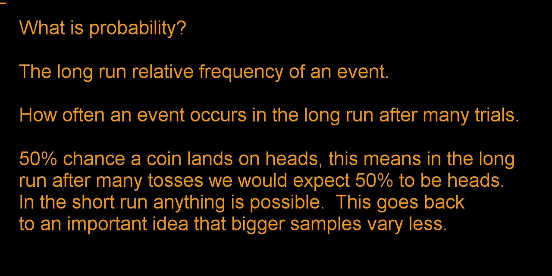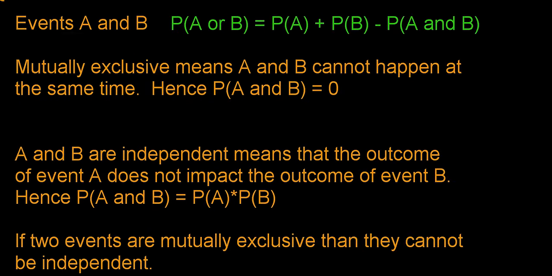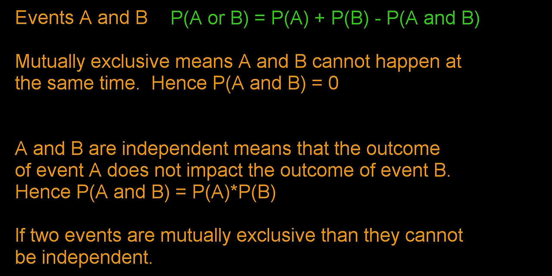So the true probability of an event is how often that event will reveal itself in the long run after many, many, many trials. Technically, many, many, many means infinite, because only then will you start to see that true 50% number pop up. All right, let's talk about 2 events, A and B.